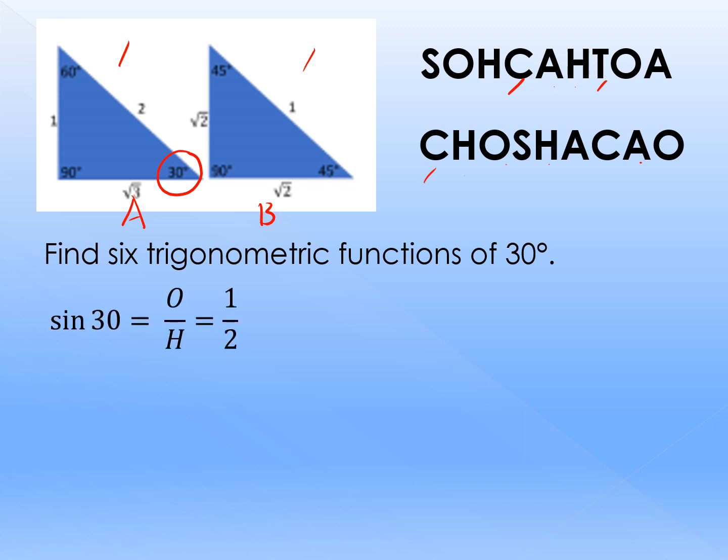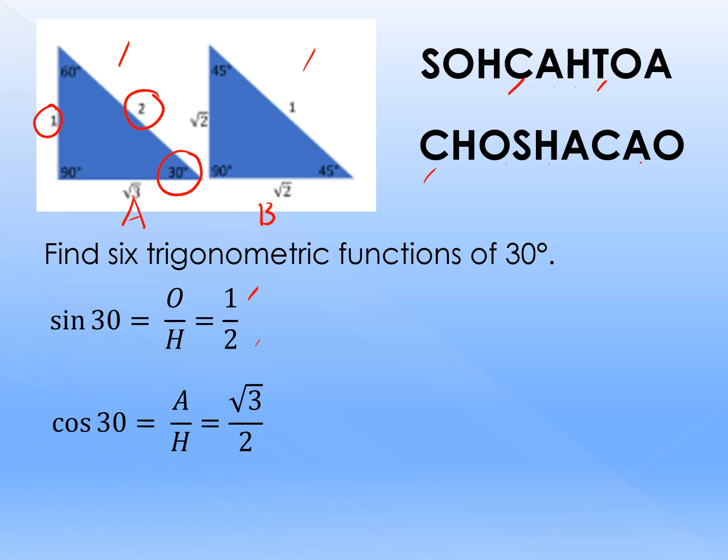Let's start with finding sine. Sine 30 degrees is equal to opposite over hypotenuse. Now, let's take a look at 30 degrees. Katapat ng 30 degrees is 1. Therefore, instead of writing O, we're going to write 1. And instead of writing H, we're going to write 2 because the measurement of the given hypotenuse is 2. That's the reason why sine 30 degrees is equal to 1/2.